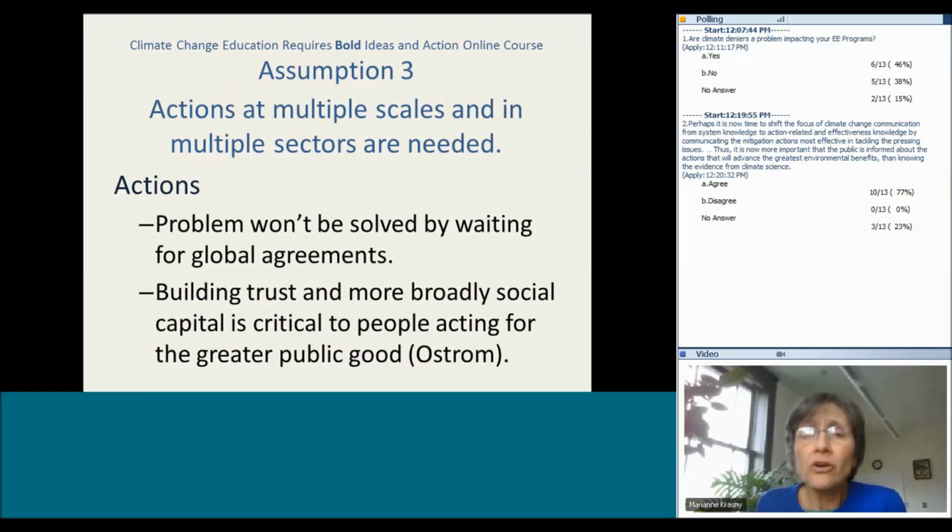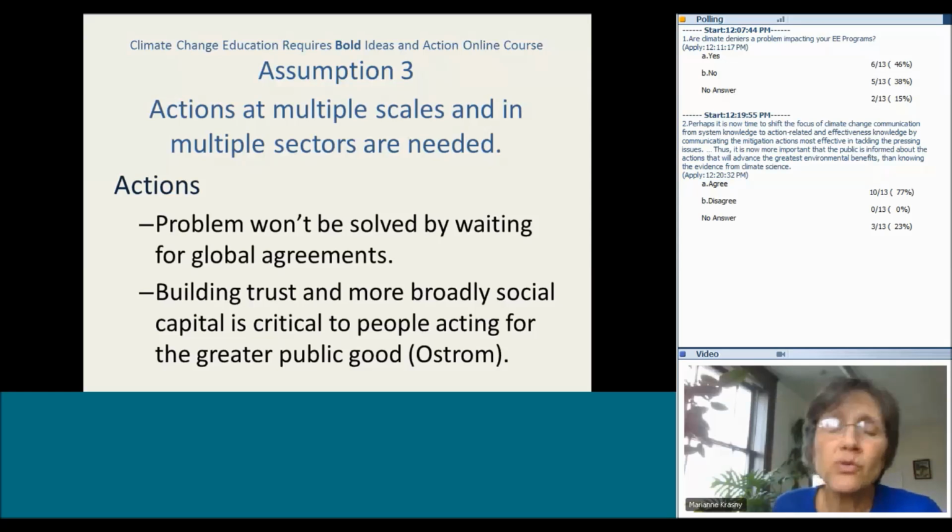So in an article that she wrote in 2009, she makes the argument that the problem of climate change won't be solved by waiting for global agreements. Now, it's interesting because in the last 6 months, Obama has been active in climate change agreements with the Chinese, and there's been a lot more than there was, obviously, in 2009 when she was writing this.